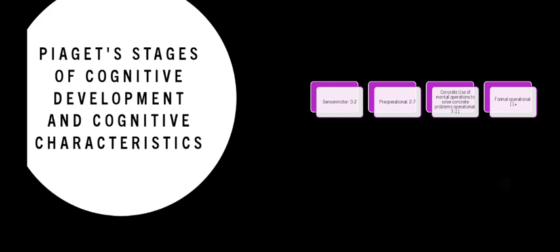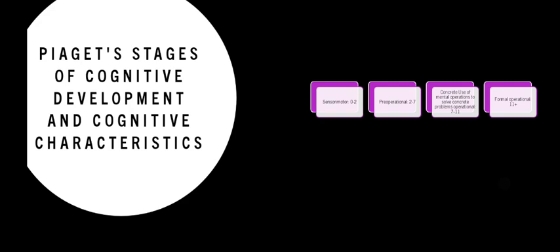The second stage is preoperational, 2 to 7 years. The preoperational stage lasts from 2 to 7 years. Reliance of thinking processes on perception more than logic. Use of symbols, for example language, numbers, images, imaginary play, animism, egocentrism.